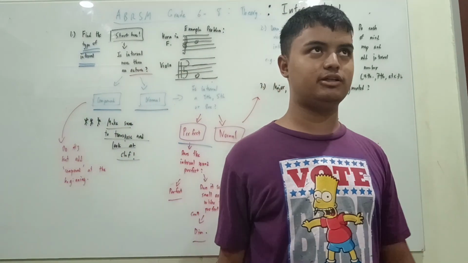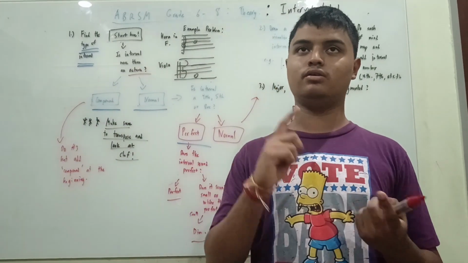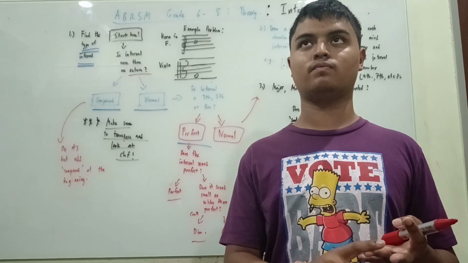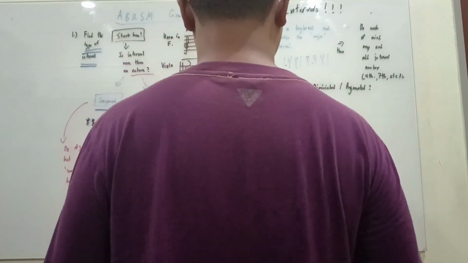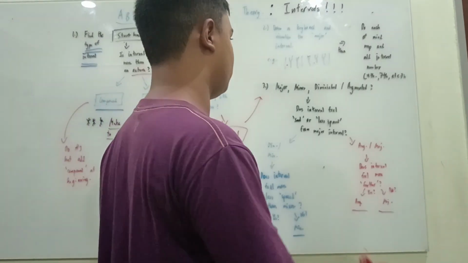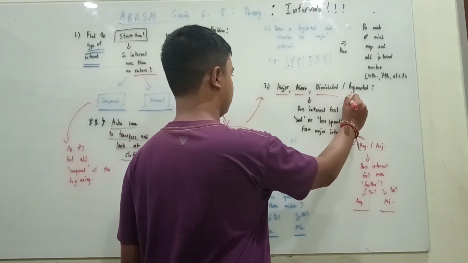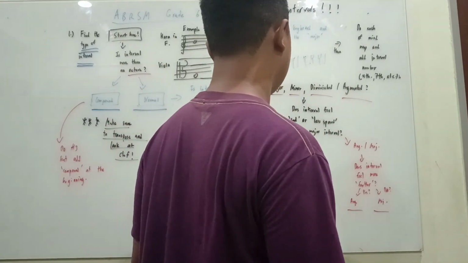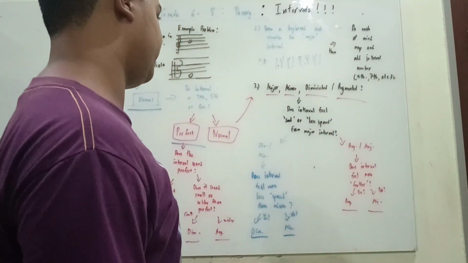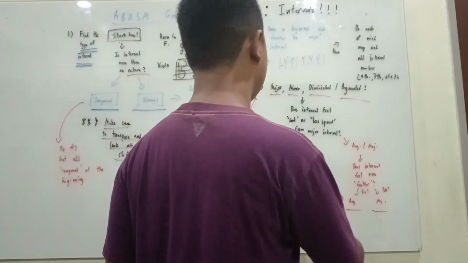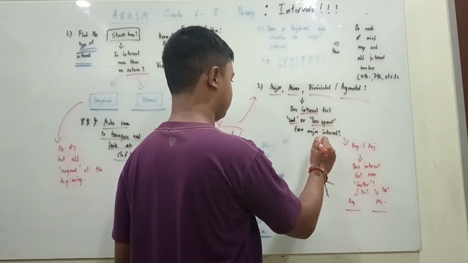Basically, normal intervals are intervals of unison, 2nd, 3rd, 6th, and 7th. For these types of intervals, you have to consider these four: major, minor, diminished, and augmented. Now, since there are more options, there are more questions to answer when dealing with these types of intervals. First of all, does the interval feel sadder or have less space than the major interval?